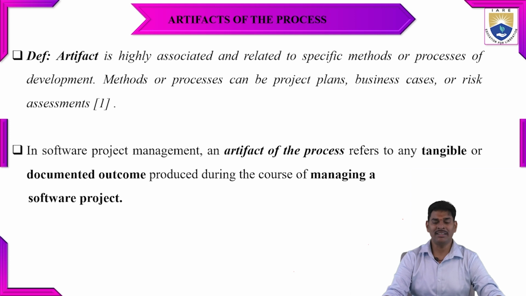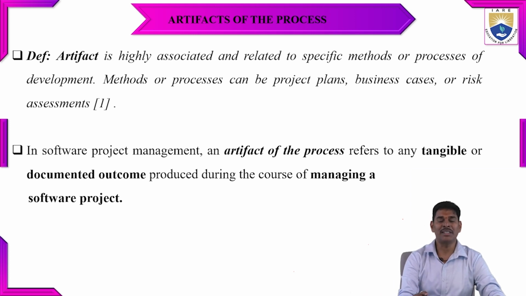Today we'll see the artifacts of the process. So what is meant by artifacts? Why do we require these artifacts? Artifacts are mainly used for the specific methods or processes of development. The methods and processes in the artifacts are such as the project plans, business cases, or the risk assessments. So these are the methods or the processes for the artifacts, and this is very important. Generally we call these artifacts in software engineering.